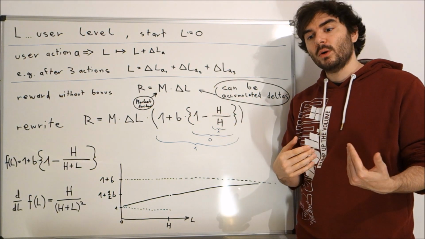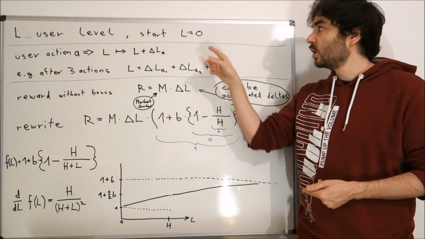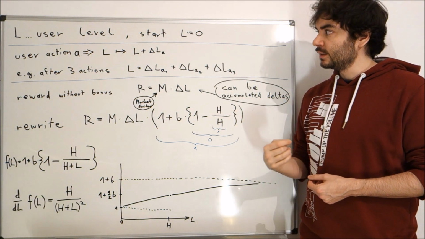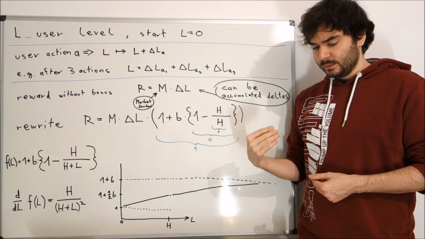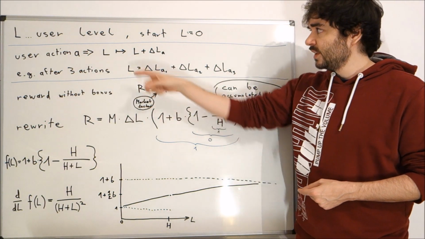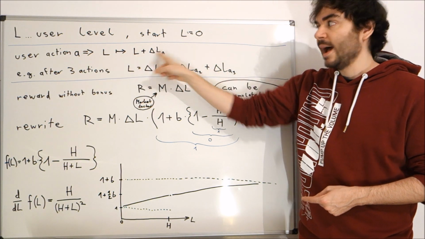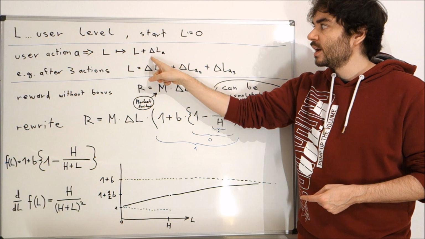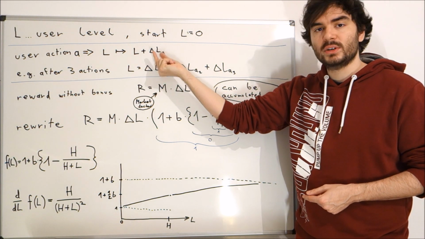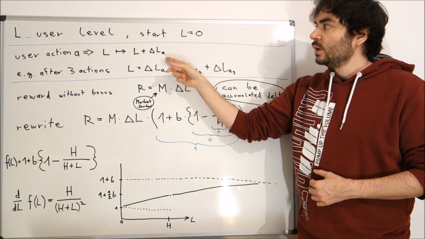You want to treat all new people who sign up to the site equally, so you start at the same point, and let's say that's 0. And then the idea would be that whenever the user does an action, let's call it action A, then you would go from the level L, whatever it is at the moment, to a higher level. So level L plus some delta, for difference in level, according to the action.